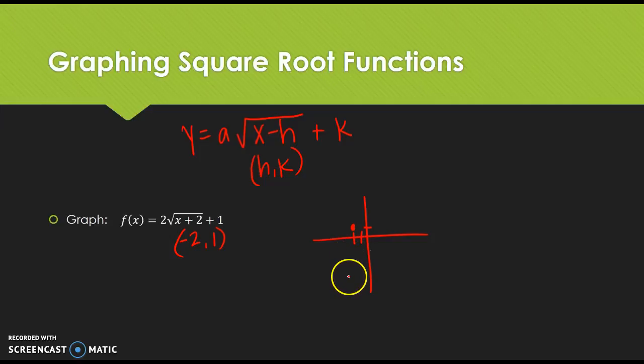Next, I use my a value to determine which way it opens and if it's stretched or compressed. My a value is a positive 2, which means it opens up, and that 2 is going to stretch my graph. So I put a dotted line for a sketch of what my graph would look like if it were not stretched or compressed, and because I'm stretching it, my solid line is going to go up above it. Okay, domain for this graph, for any of the ones we do in our class, is going to be h to infinity. So in this case, negative 2 to infinity. And the range, because I'm going up forever, I'm going to positive infinity, so it's 1 to infinity.